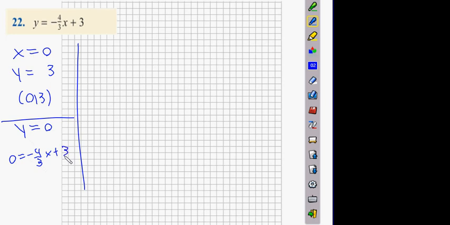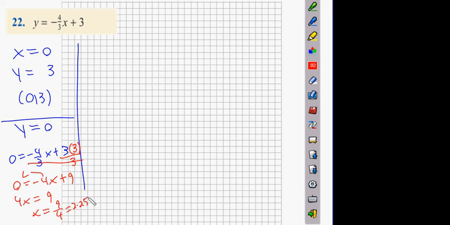Now, what's preventing you from doing the question? The fraction. Any way you're getting rid of the fraction? Then what happens? Cancel. So 0 equals minus 4x plus 9. Bring the 4x over the other side. 4x equals 9. And then x equals 9 over 4, which is 2.25.